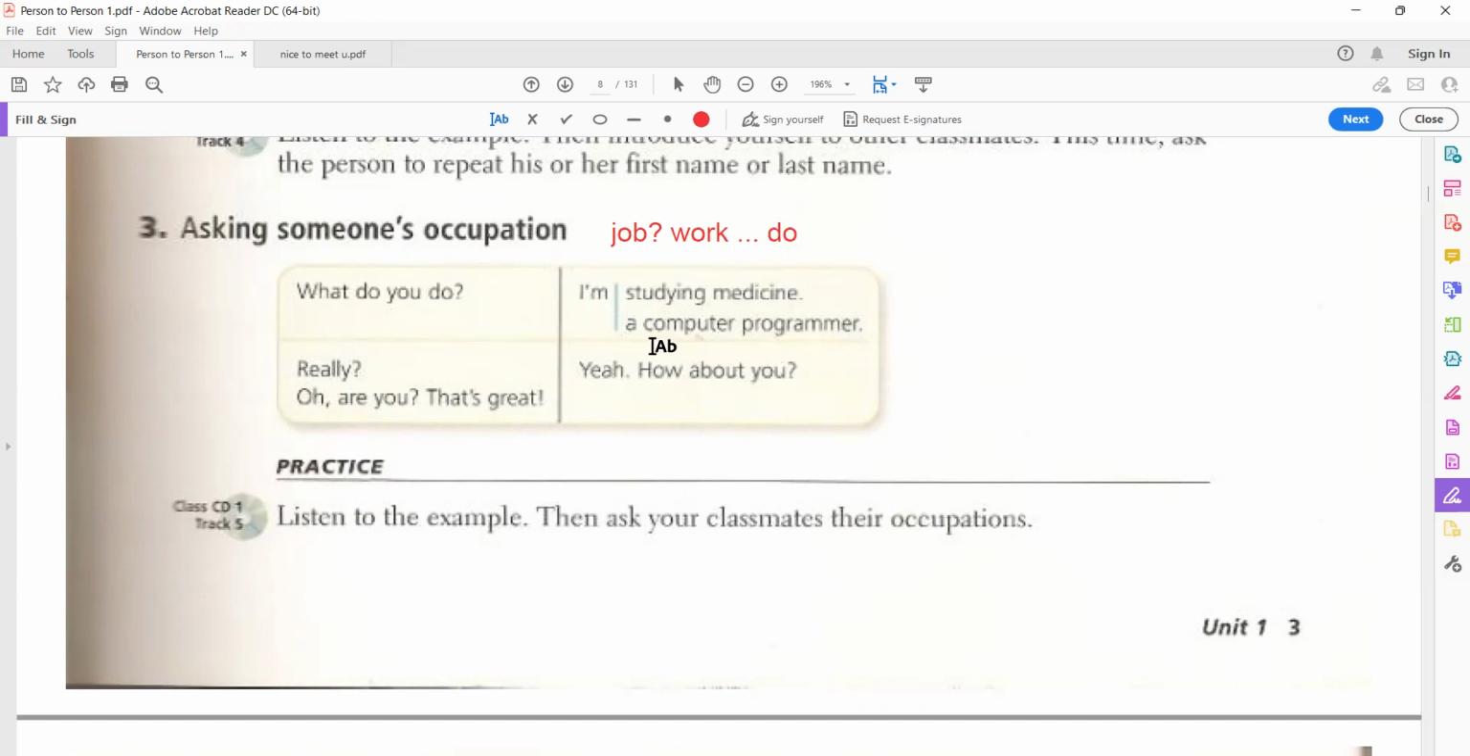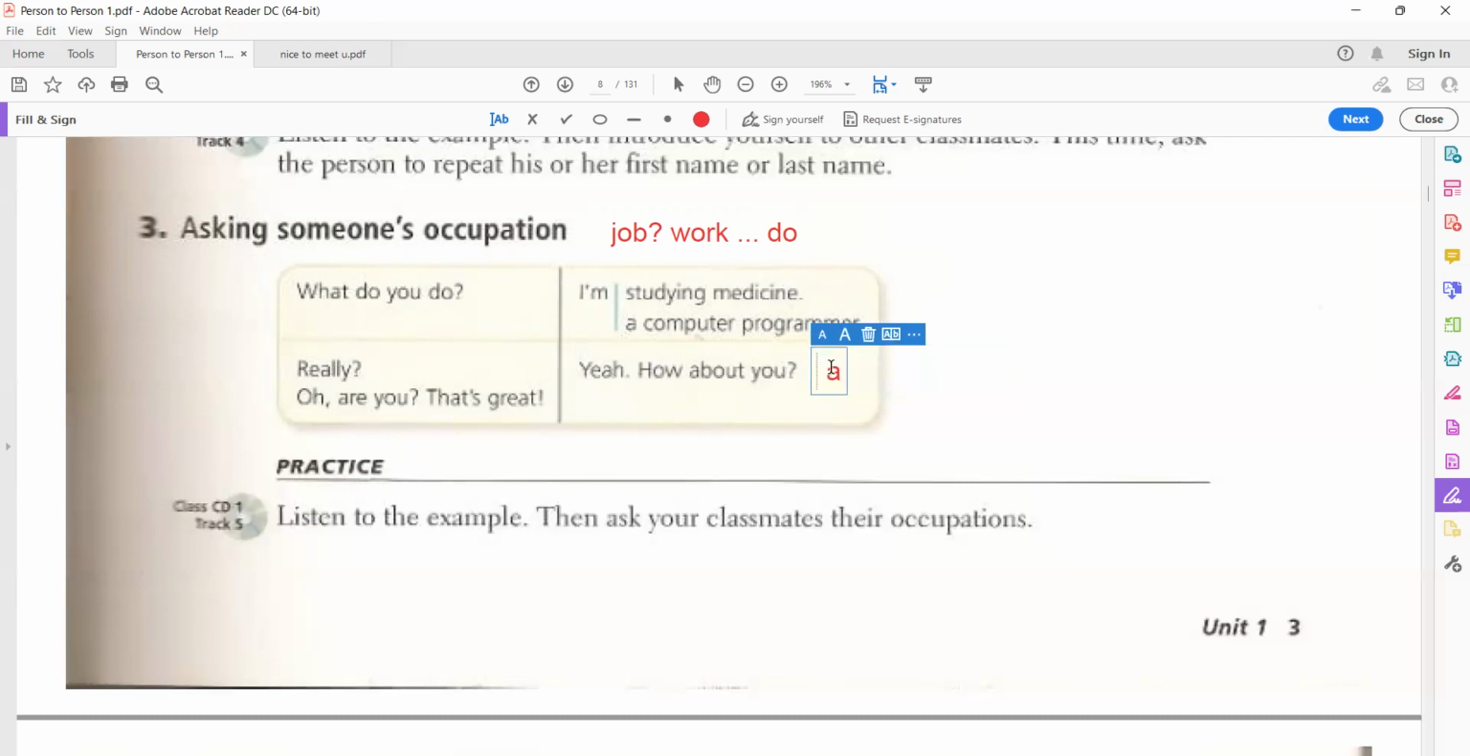And he also said, I'm a computer programmer. So he already has a profession, but still he is studying something else. And he said, I'm studying English, but now I'm studying English. So he probably finished studying computer programming, and then he started studying English. Then really, she said, really? And then she said, that's great. How about you?